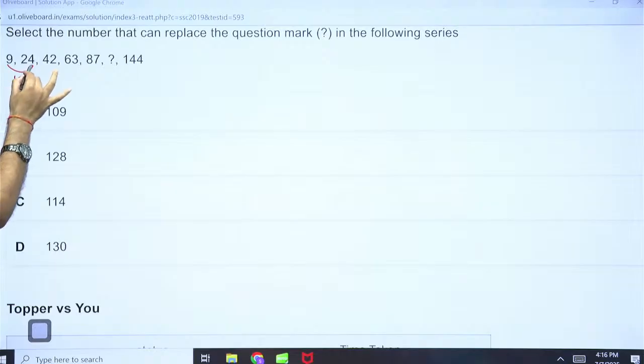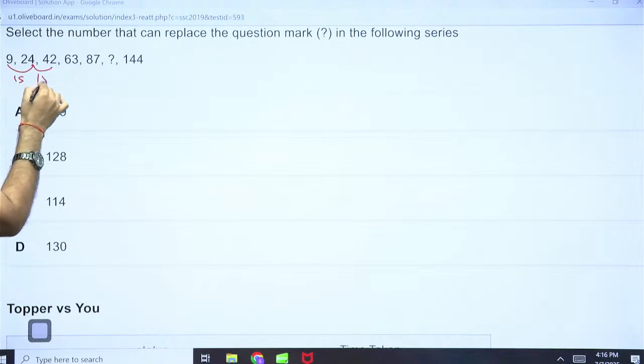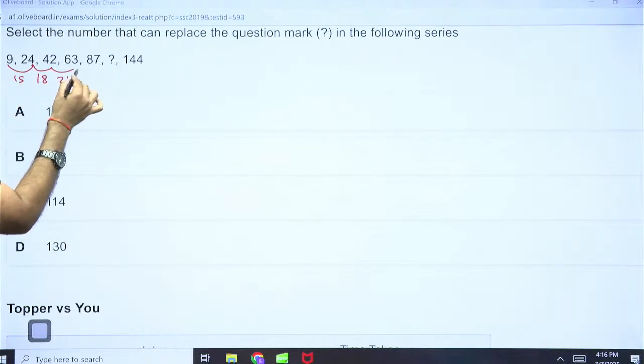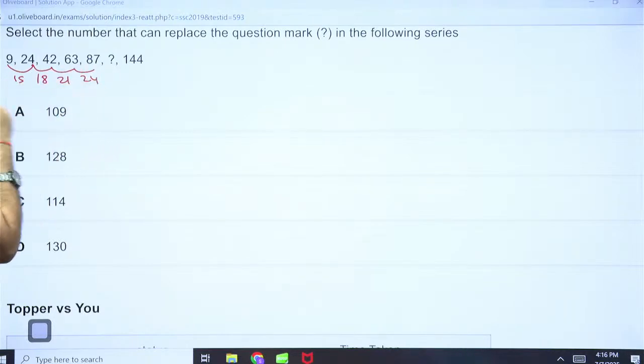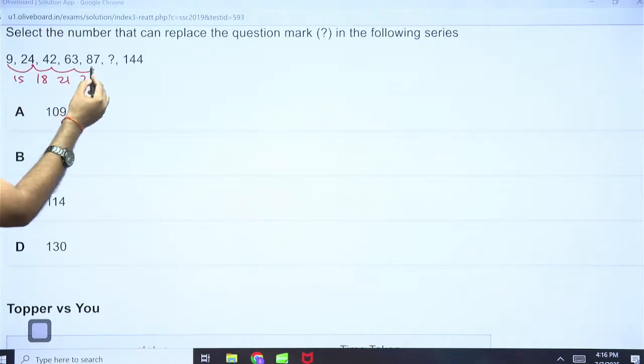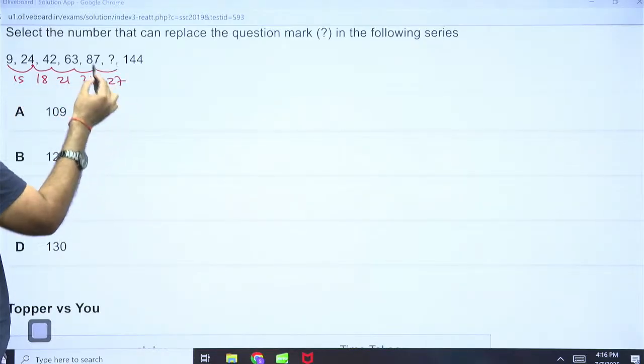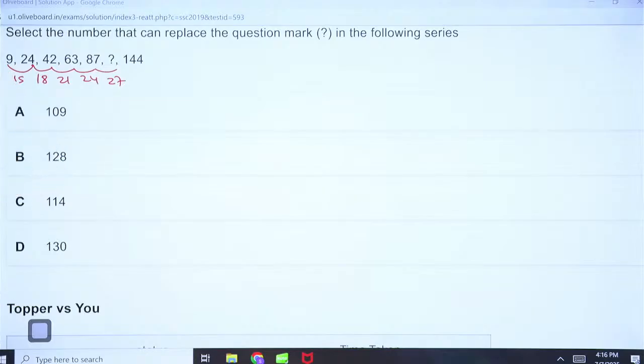Then from here to here I'll get 18, 21, 24. Okay, these are multiples of 3: 3×5, 3×6, 3×7, 3×8. So 3×9, 27, should be added here. So 87 plus 27 will give us 114. Option C is the correct answer.